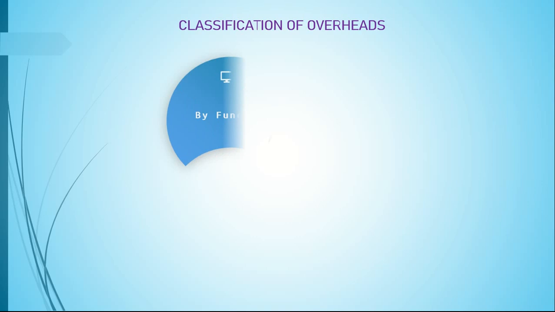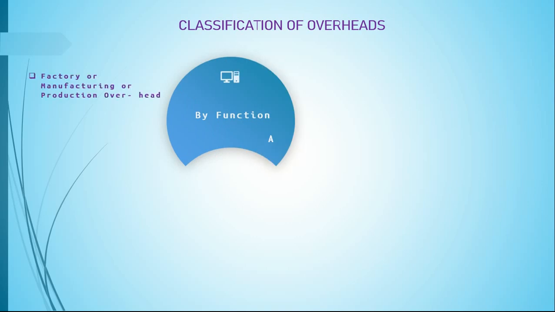Classification of overhead. A. By function. A. Factory or manufacturing or production overhead. Manufacturing overhead is the indirect cost incurred for manufacturing or production activity in a factory. Examples: 1. Stock keeping expenses, 2. Repairs and maintenance of plant, 3. Depreciation of factory building, 4. Indirect labor cost.